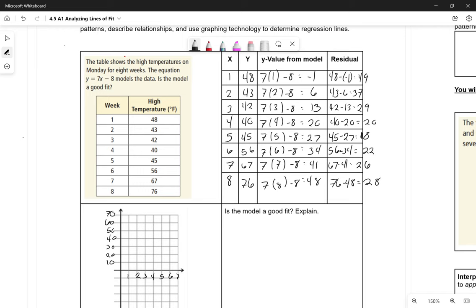So my first point, x, is 1. My residual is 49. So I'm going to graph that. And this is a lot of approximation. Our next point is 2, 37. Let's say it's between 30 and 40, closer to 40. 3, 29. Between 20 and 30, closer to 30.